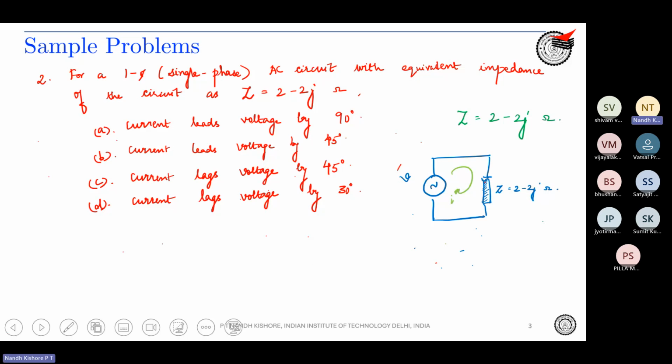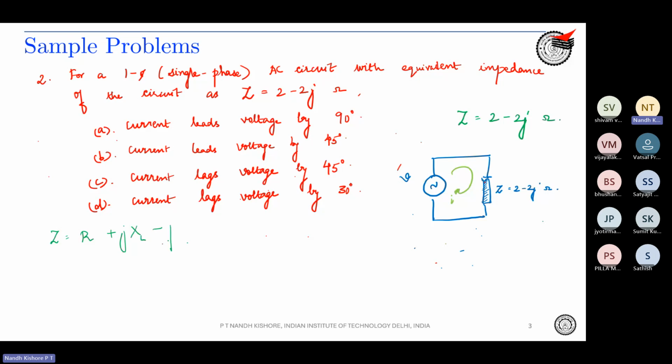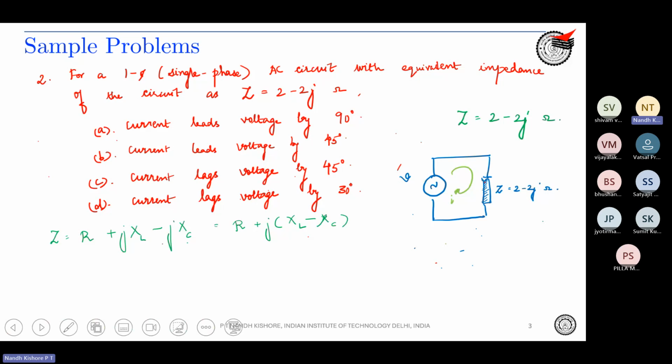So you would have studied that in any RLC circuit, right? In any RLC network, Z is equal to R, the real term, plus j into XL, which is the inductive impedance, and minus j into XC, the capacitive impedance. So you get R plus j into (XL minus XC). R is the real part and XL minus XC is the imaginary part.